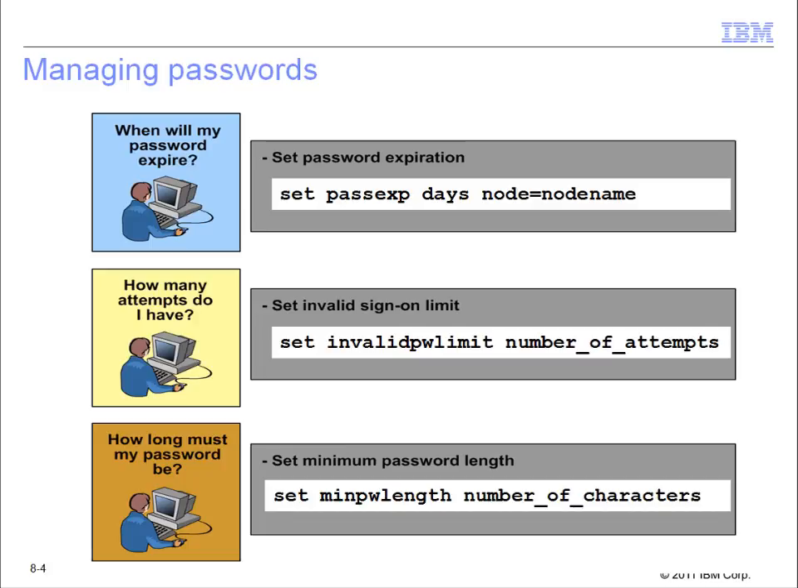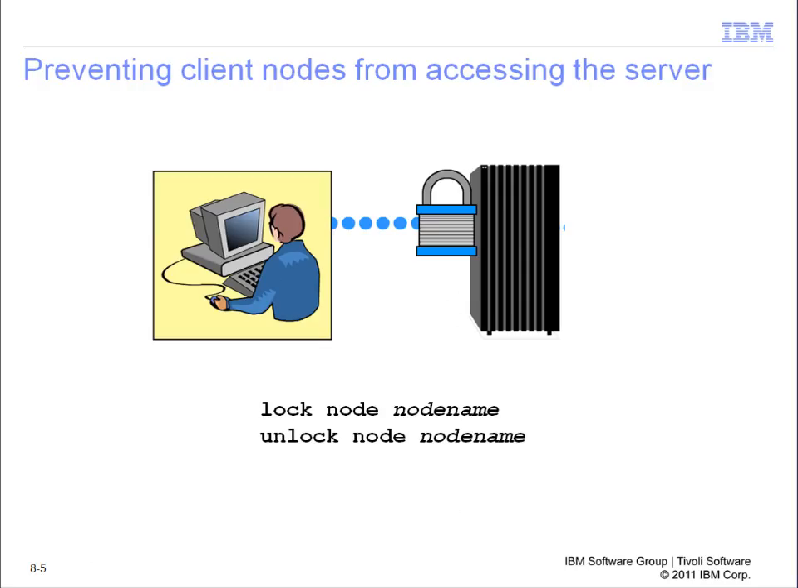As an administrator, you're going to be managing the passwords. This is for your client access. So your client node's passwords, you can set up the days before it expires, the number of invalid sign-on attempts before it's locked, and the minimum password length. At times you might need to prevent client nodes from accessing the server, such as doing maintenance. Or, for example, there might be too many invalid password logon attempts if you've set it as we showed on the previous slide. As an administrator, you can lock and unlock a client node.